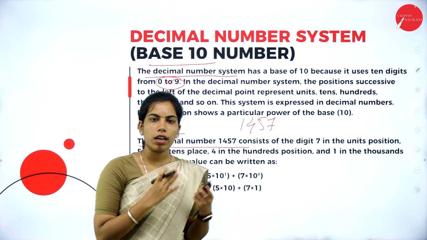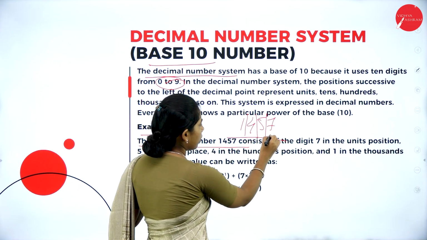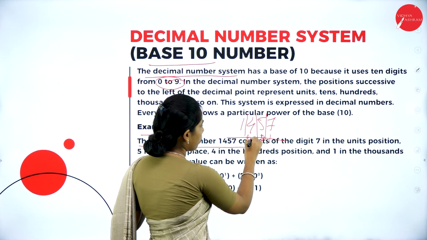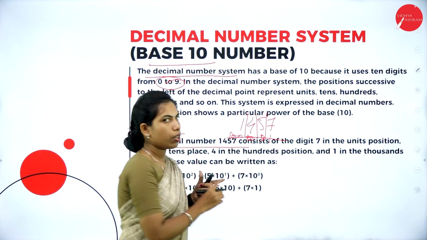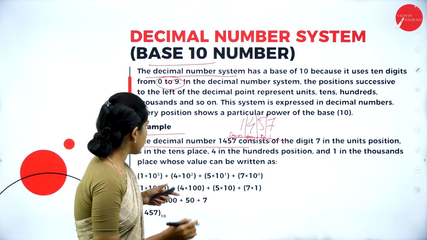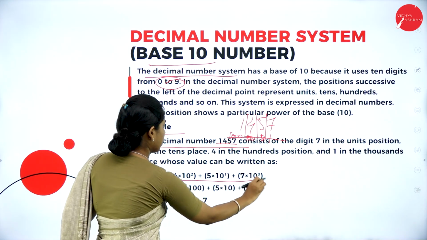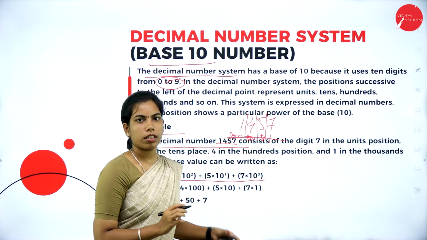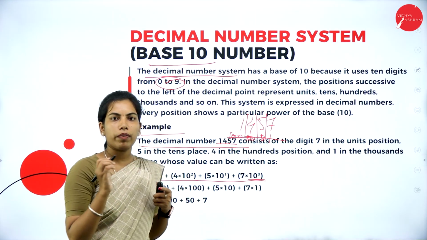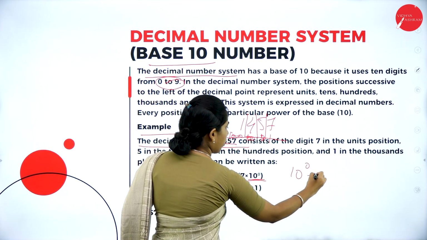Why? Because we have to concentrate only on positions. Here you can see this is in the unit position, this is in the 10s position, this is in the 100s position, this is in the 1000s position. That's why we read this number as 1457. We can write it like this. Why? Because 7 is in the unit position. This is the base value 10, that's why I use 10 as the base value. 10 power 0, or any number power 0, is 1. So 10 power 0 is 1.